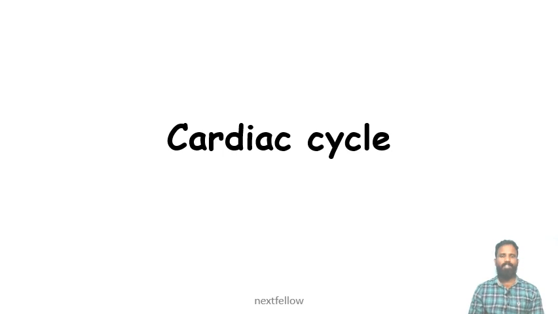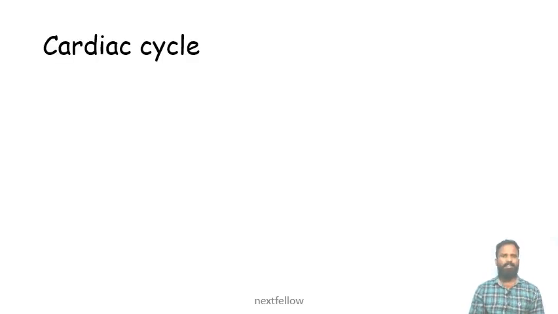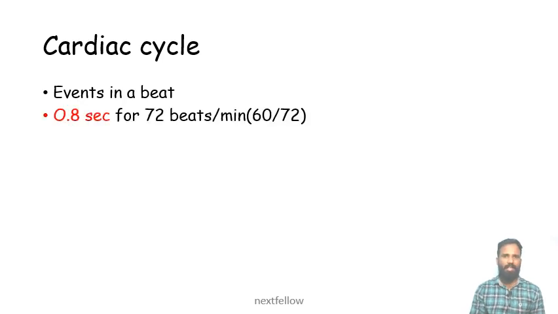Hi guys, today's topic is the cardiac cycle, and I will be talking about the events of the cardiac cycle briefly. So what is the cardiac cycle? It is the events in a beat. How many beats per minute? We have 72 beats per minute and each beat occupies around 0.8 seconds. So the duration of the cardiac cycle is 0.8 seconds if you consider 72 beats per minute.